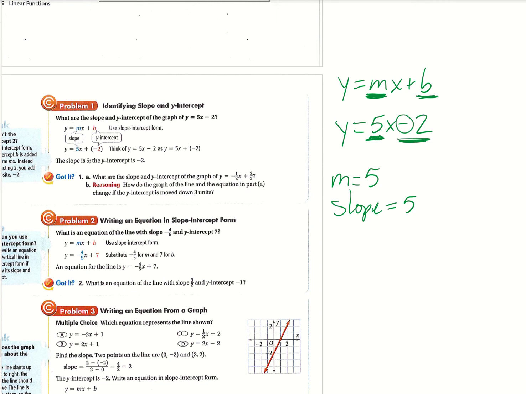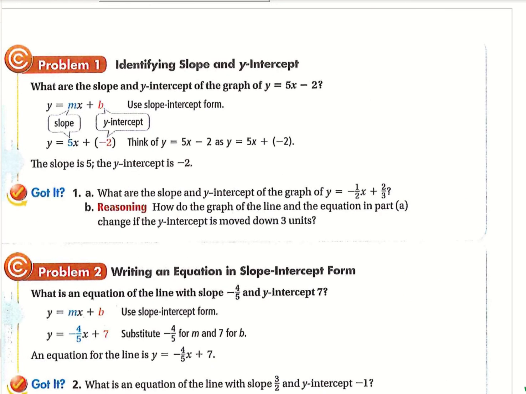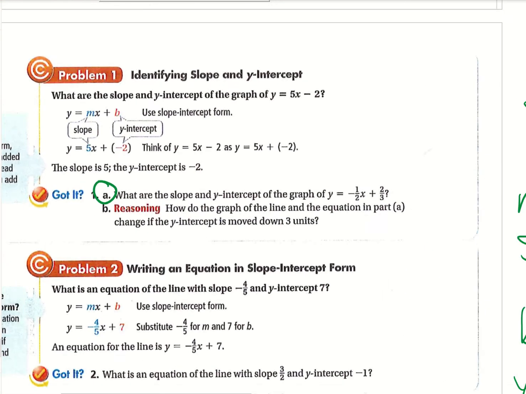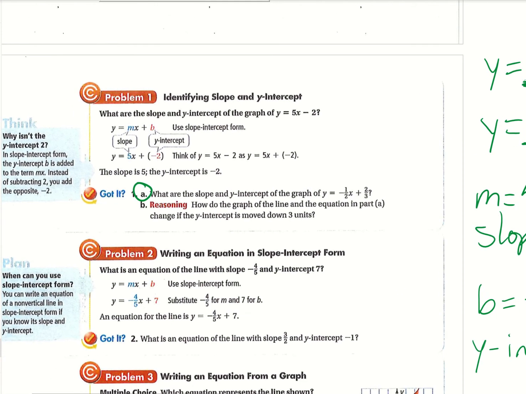So that tells us that because b equals negative 2, our y-intercept is going to be negative 2. Go ahead and try out on your own Got It problem 1A, and then we will move on to problem 2.